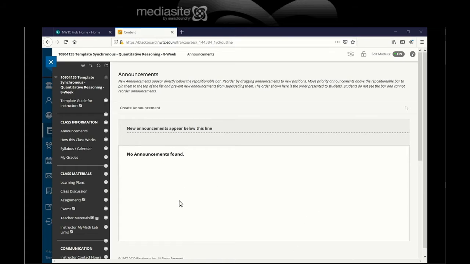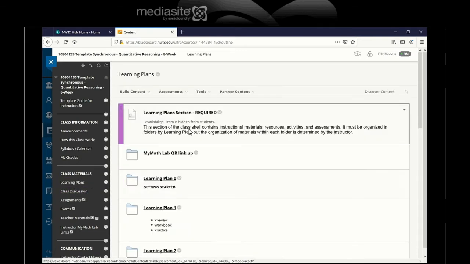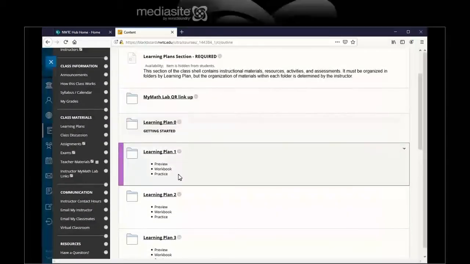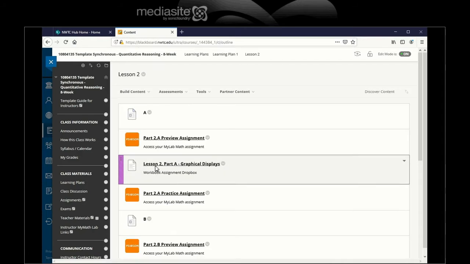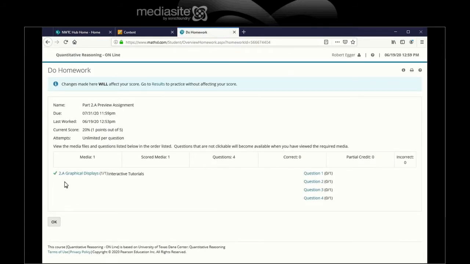As with most things, we need to go to the learning plan, and we will be in learning plan 1. We'll start with lesson 2, because lesson 1 had no previews. So lesson 2, okay, preview, graphical displays.